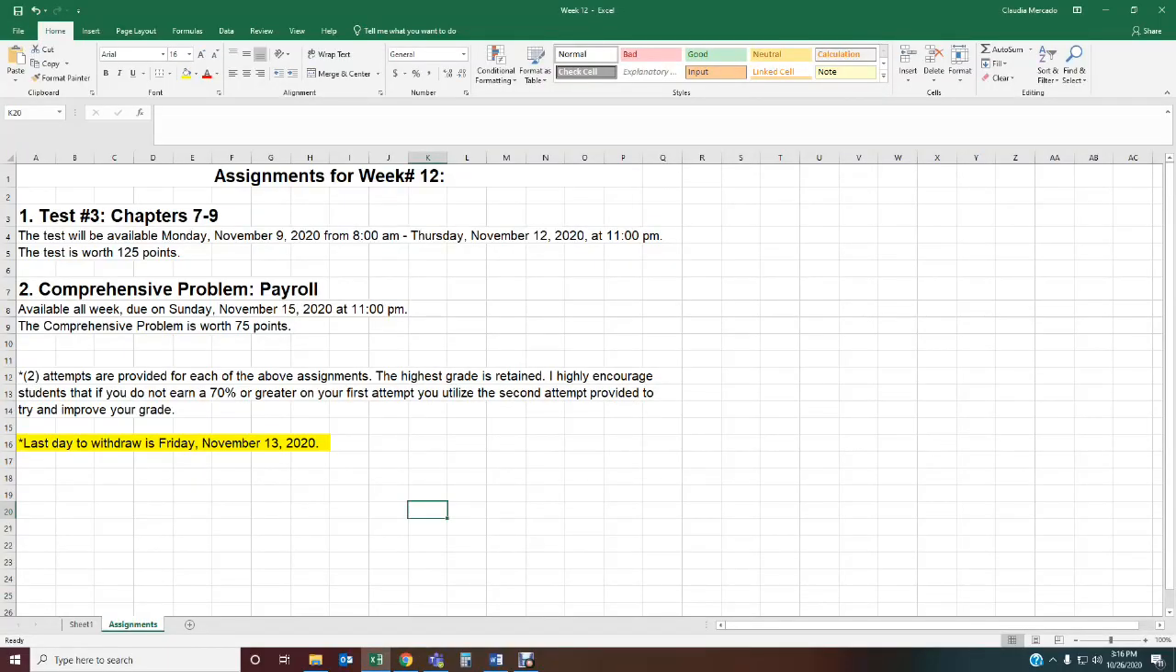So those are the two major assignments that you're going to have this week. I know I sound like a broken record, but put this information in your calendar. That way it alerts you, and that way you know what is due what week, what days, and that way you don't miss the deadlines. Okay. Now, very important, I do give students 2 attempts for each of the assignments noted above.